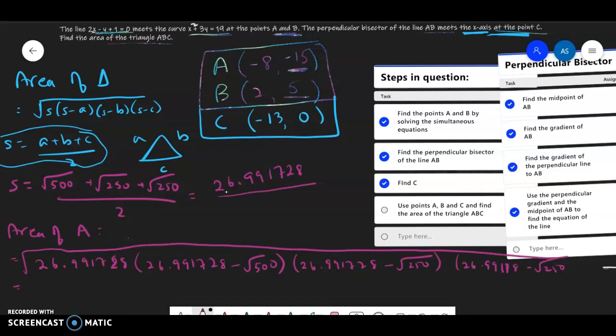So now I punch all this into the calculator and I get my answer. And this ends up being the square root of 15624.99873. And the square root of this will give us 124.9999, etc., which is simply 125 units squared. So that, everybody, takes us to the end of our sum.